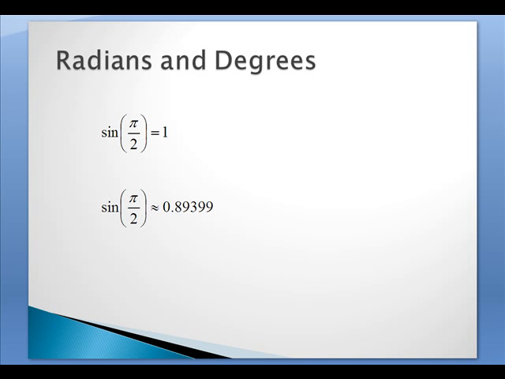Well, if you take a look at your calculator, sine of pi by 2. Pi by 2 is 90 degrees. If you put that in your calculator and you obtain a value of 1, well then your calculator is in degree mode here. However, if you put sine of pi by 2, again, which is 90 degrees, into your calculator and you obtain an approximate answer of 0.89399, then your calculator is in radian mode here.